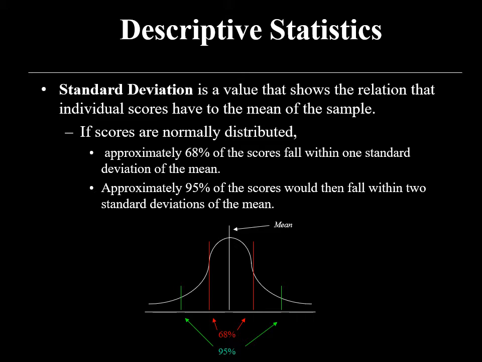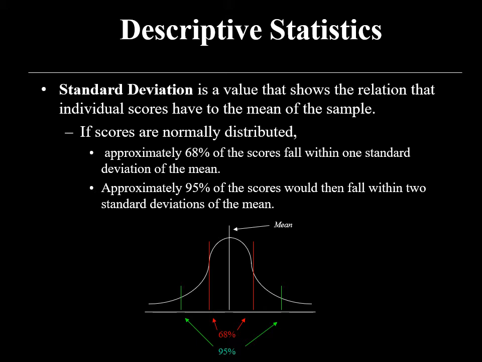And as we get further and further away from the mean, we should see less and less respondents that scored those numbers, whether they're higher than the mean or lower than the mean. So the standard deviation is the value that shows the relationship that individual scores have to the mean of that sample. If the scores are normally distributed, that standard deviation also gives us a lot of information. If it is normal distribution, we know, for instance, that on average, about 68% of the scores fall within one standard deviation of the mean, either plus or minus. And about 95% of scores would fall within two standard deviations of the mean.